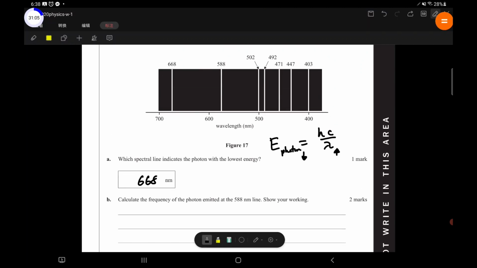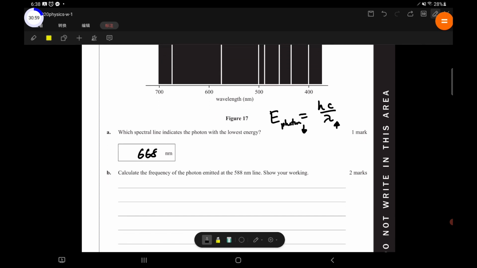Moving on to part B, calculate the frequency for a given wavelength. Well, that is not too difficult, is it? If you know the wavelength, you know the frequency as well, given you know the speed as well.